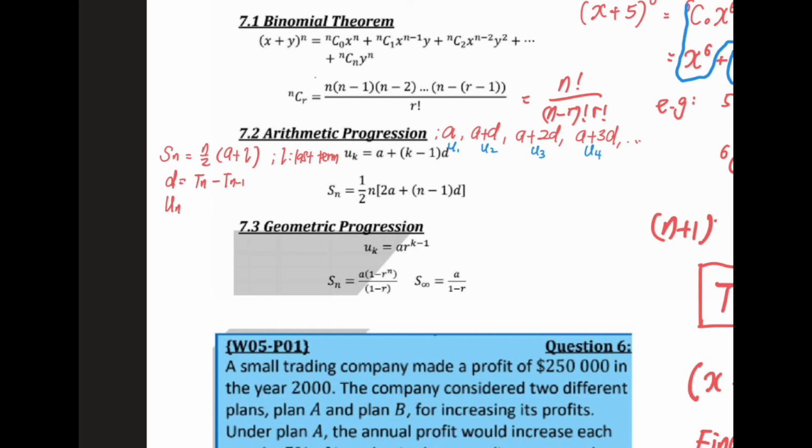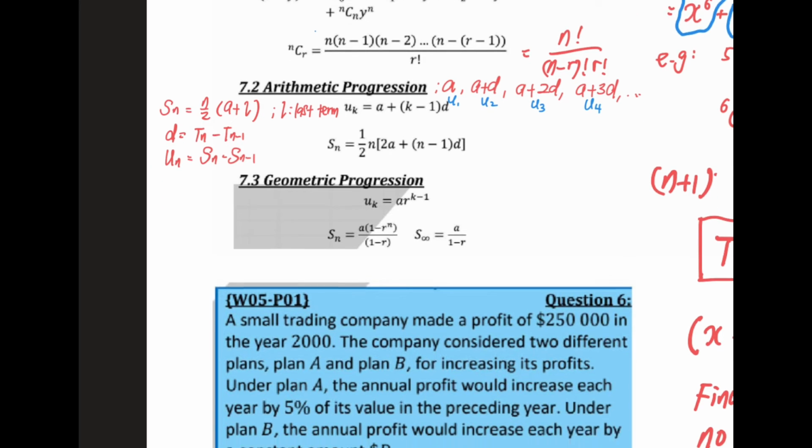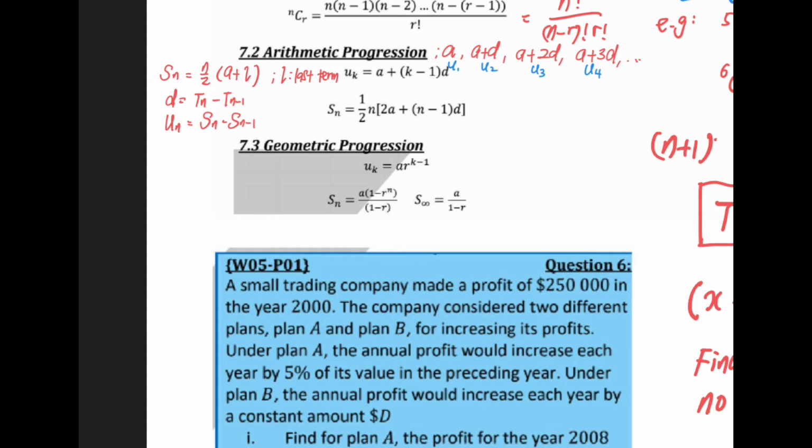And to find the nth term, there is also a formula where you can use Sn minus S(n minus 1). So that is to find a general term. So these are the formulas for arithmetic progressions. So I move on first. Geometric progressions.